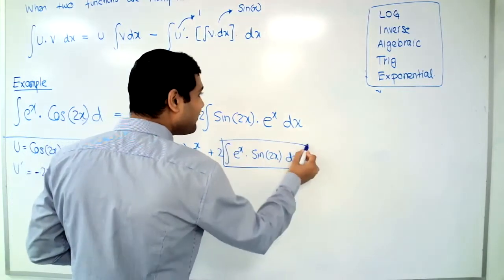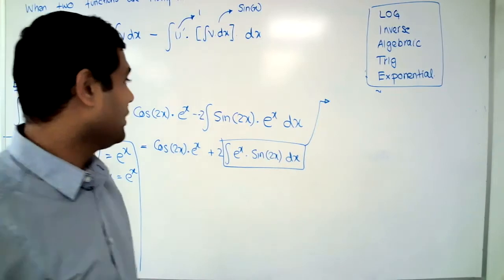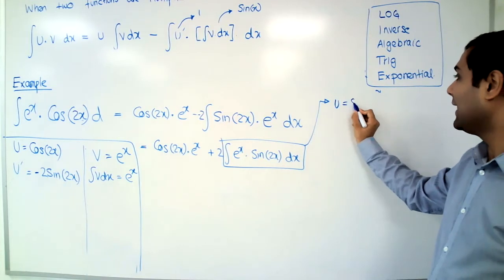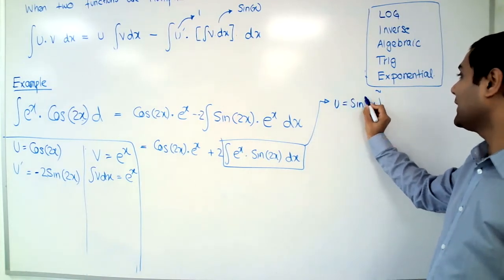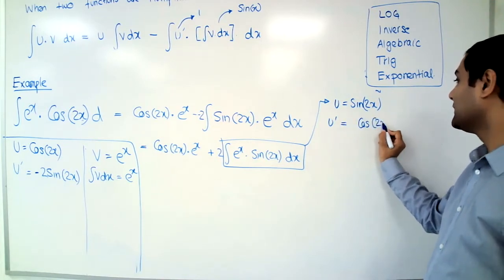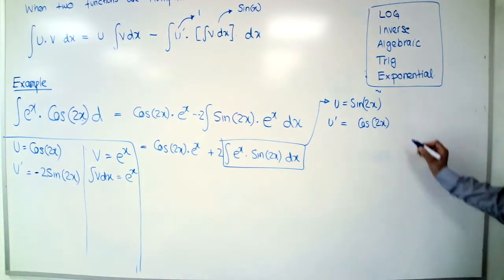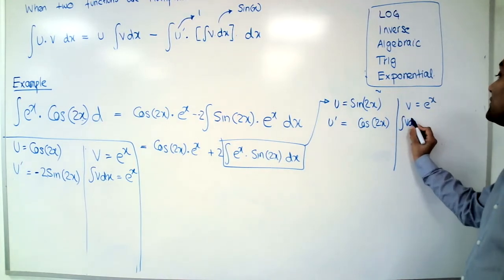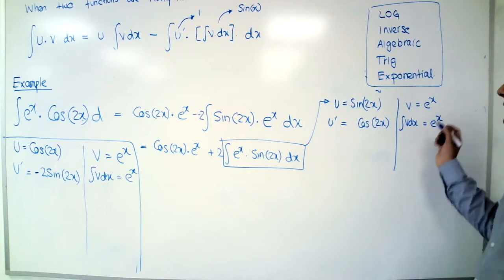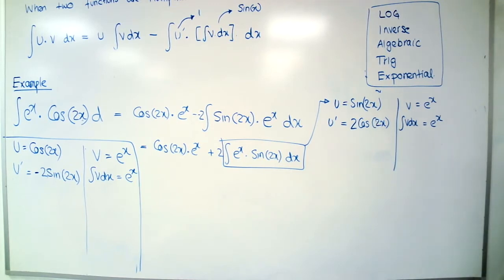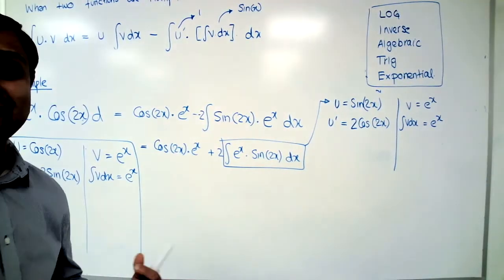Now, I need to do that one separately here. Okay, let's do that one. In this one, which one is u? Sine 2x. Sine 2x is u. So u dash is going to be how much? Cos 2x. Now, v in this case is e to the x, same thing. So I need to integrate this thing. It's going to be e to the x. There is a 2 here. Yeah, there's supposed to be a 2 there.